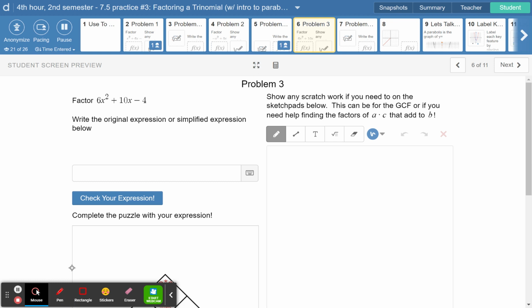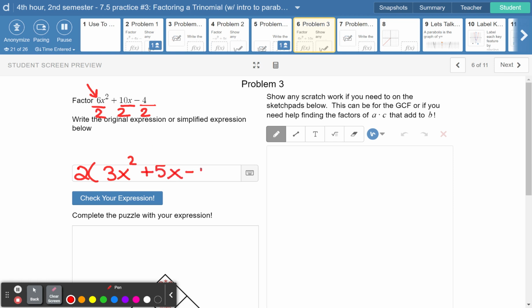And then problem number 3. You're going to find the GCF of 6, 10, and 4, which in this case is a positive 2. It's positive because the 6 is positive. So then you actually divide it. 6x squared divided by 2 is 3x squared plus 5x and then minus 2. So all I'm doing is dividing all three of these terms. Now you have a new a value, a new b value, a new c value.